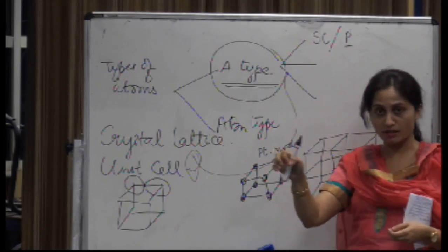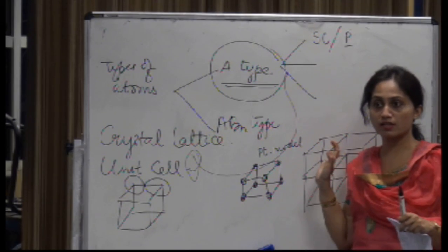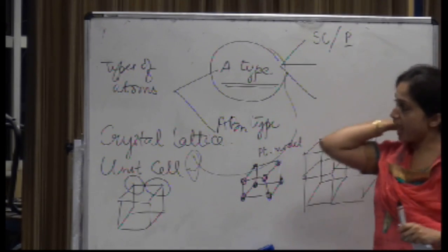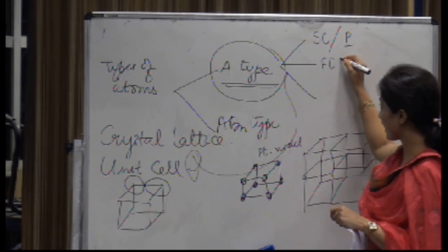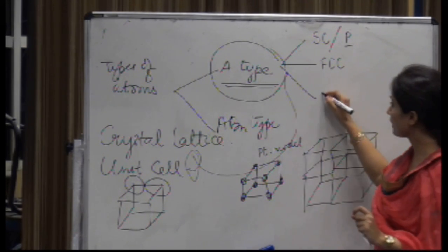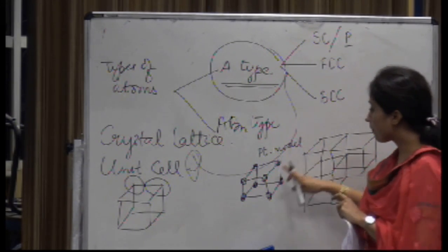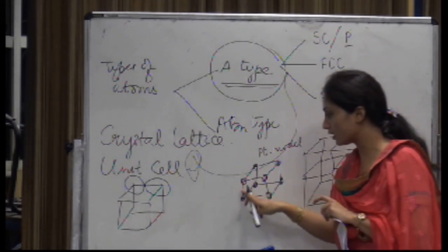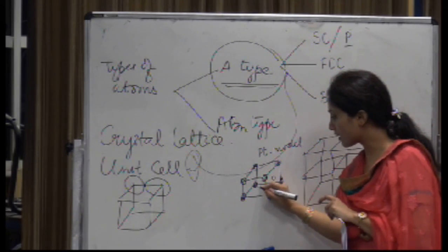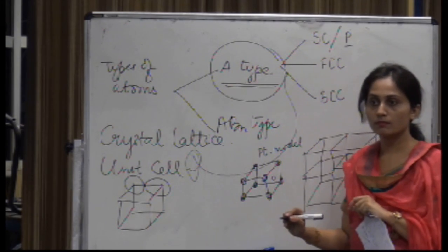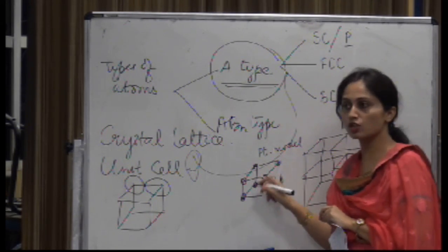Our primitive unit cell by definition is the one in which the atoms are all at the corners. Okay? And then the next that we talk about is the face centered cubic unit cell, FCC you call it. Then you have a body centered cubic unit cell. In FCC, apart from having atoms at the corners, you also have atoms at the faces. I want a different colored pen. So you will have atoms at the faces also.